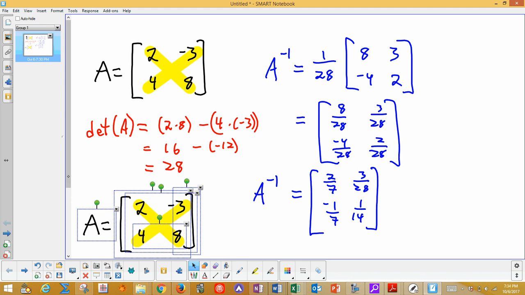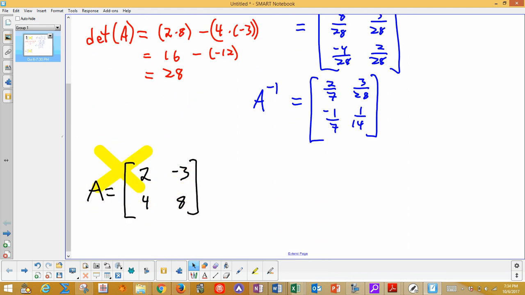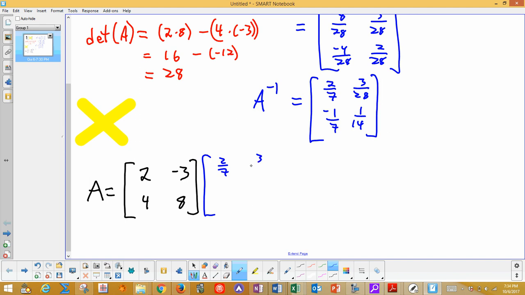If I do that, I'm going to pull that down here, get rid of this stuff, I don't need that, and then multiply that by this matrix here. So 2/7, 3/28, negative 1/7, and 1/14. And if I multiply that, I should get a 1001. So let's see. So this gives me 2 times 2/7 is 4/7, plus 3/7 is 7/7, so that's a 1.